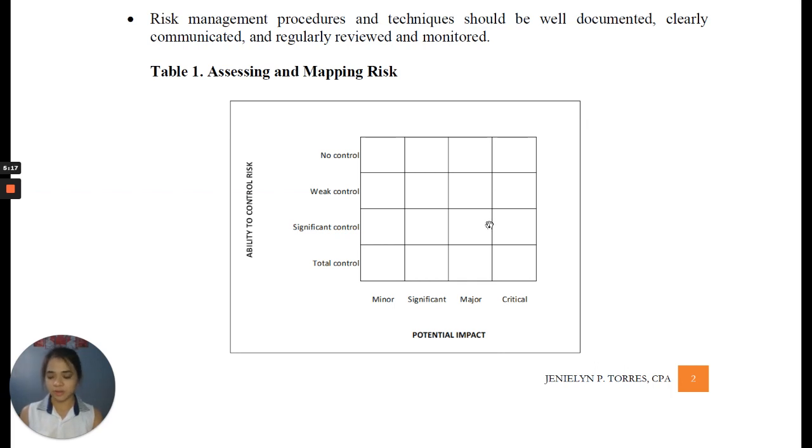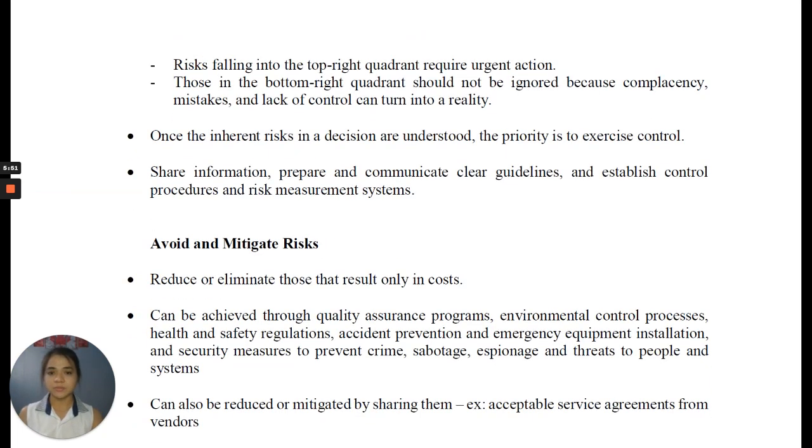It is important to note that the risk falling into the top right quadrant require urgent action. Here is the no ability to control the risk, and then critical potential impact. Kaya it requires urgent action. While those in the bottom right quadrant, critical potential impact, but there is a total ability to control the risk. However, it should not be ignored because complacency, mistakes, and lack of control can turn into a reality.